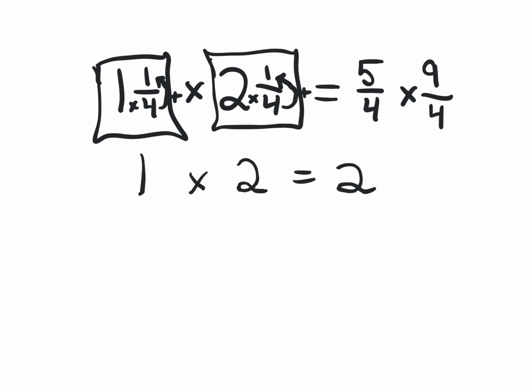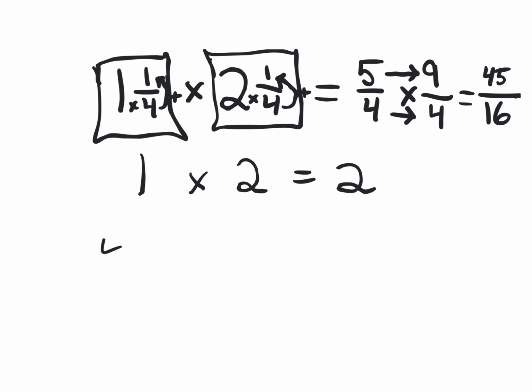Now that we got rid of the mixed numbers, we're able to do our traditional multiplying of fractions, which means we go straight across the top, straight across the bottom. 5 times 9 is 45, and 4 times 4 is 16.